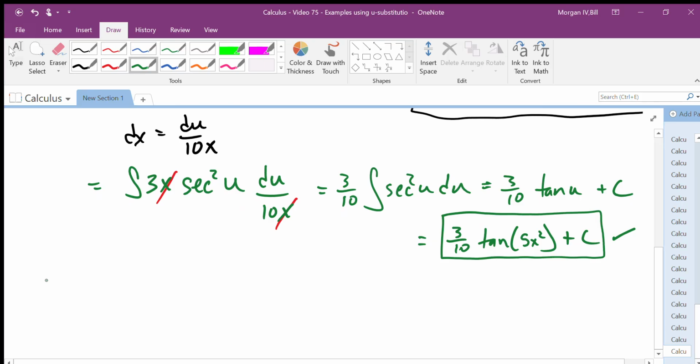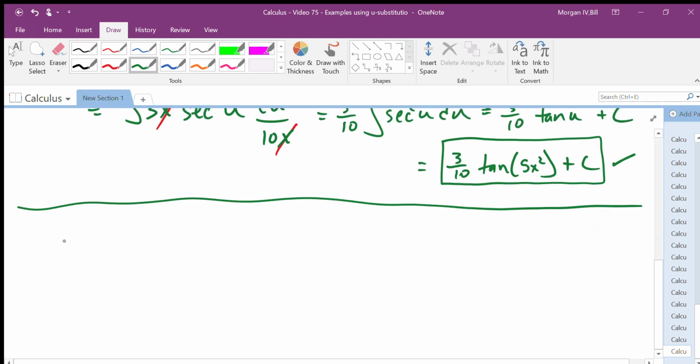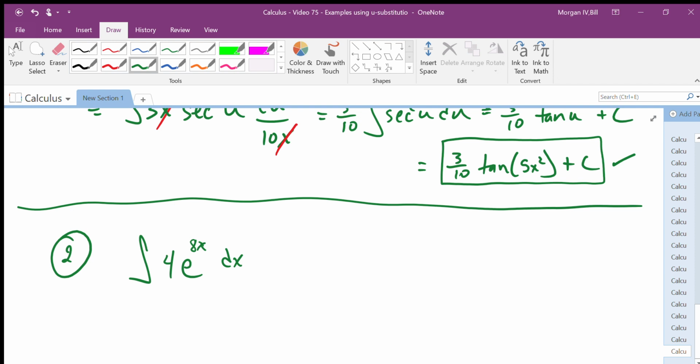All right, next. Number 2. How about the integral of, let's say, 4e to the 8x dx. With exponential functions like e to the x or 3 to the x, the same kind of rule applies that I have with trig functions.